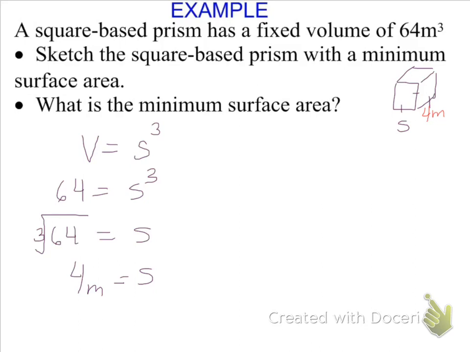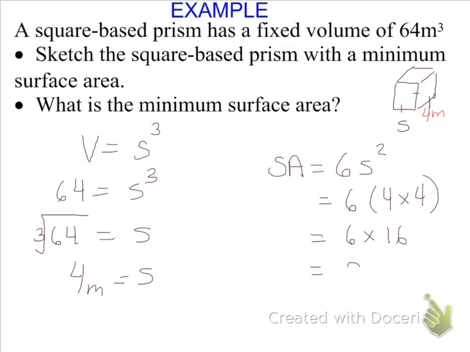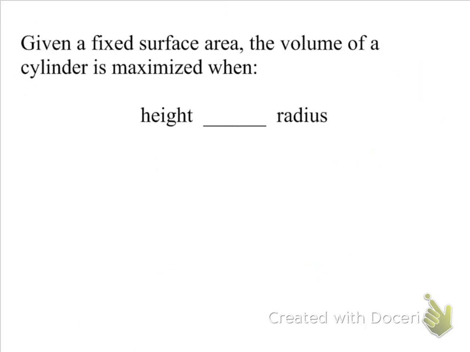The second part of the question asks for surface area. Well, we need the surface area of a cube, which is 6, like we did before, times each side squared. So 6 times 4 squared. So 6 times 16 equals 96 meters squared. Okay, and that's our last cube question.